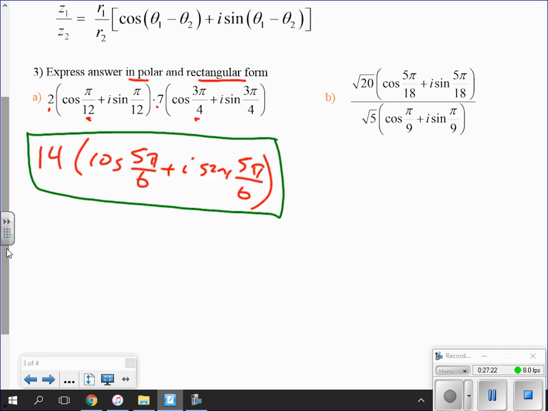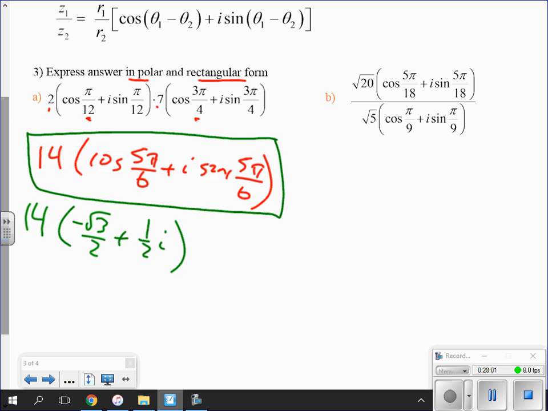It's actually really easy. I have 14. What is the cosine of 5 pi over 6? Negative root 3 over 2. Plus, and then what is the sine of 5 pi over 6? Positive 1/2. So I have 1/2 i. The i goes from in front of the sine to after the number at this point. Trig functions always go at the end. When I have numbers, letters follow numbers.